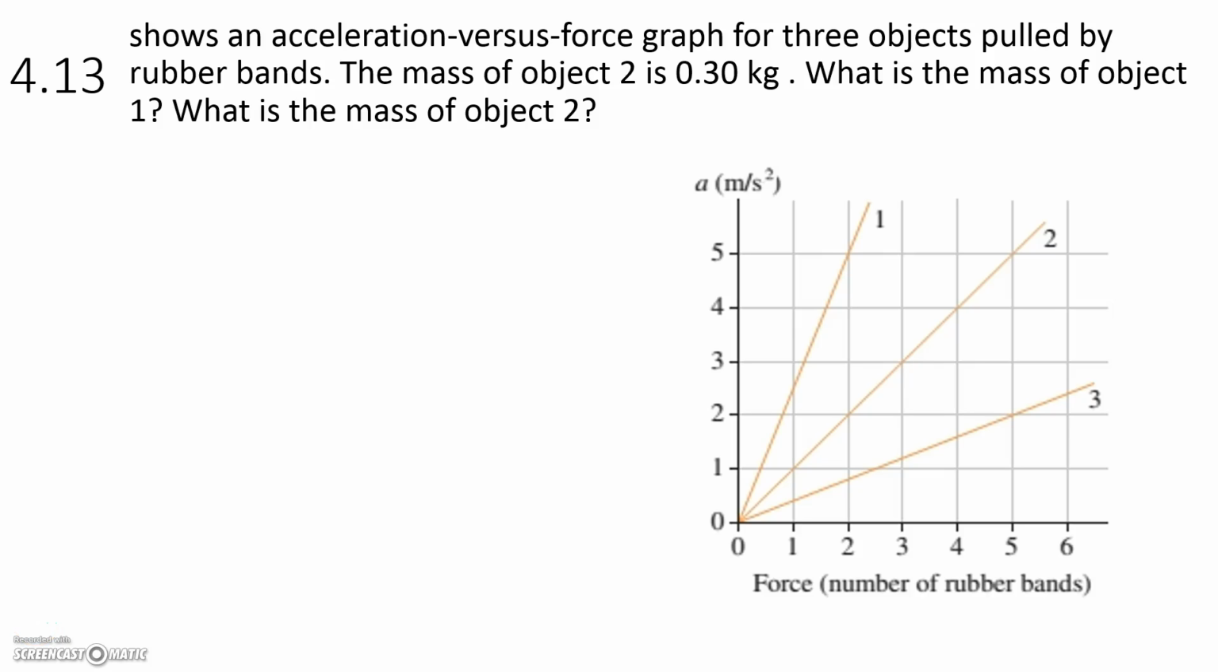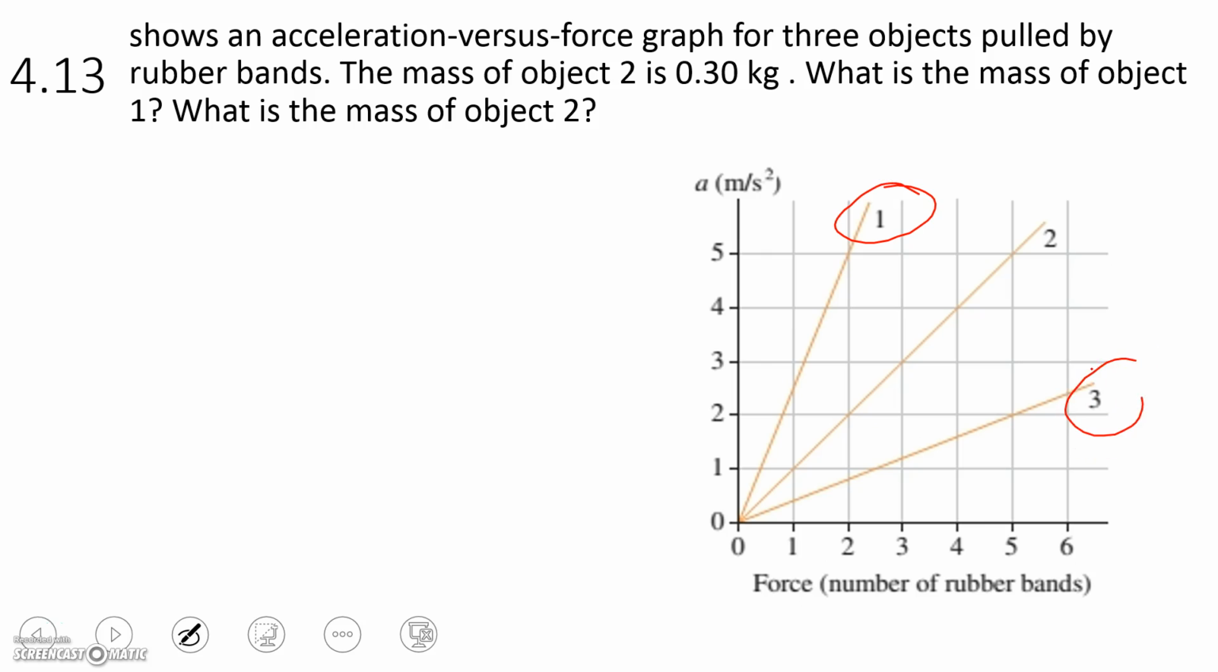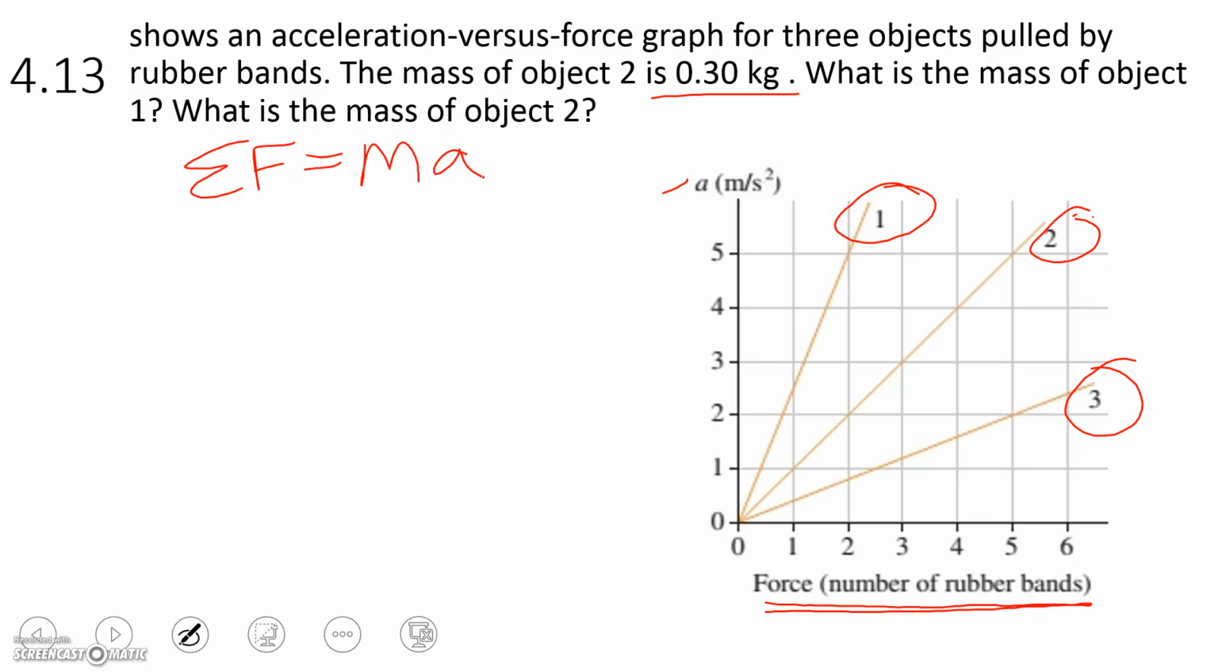4.13 shows this graph, and we want to know the mass of object 1 and the mass of object 2. They already told us that the mass for this guy is 0.3 kilograms, and we have to find that at once. All right, so this graph shows me force in number of rubber bands and acceleration. Well, I know force is related to acceleration by mass. Net force is equal to m times a.